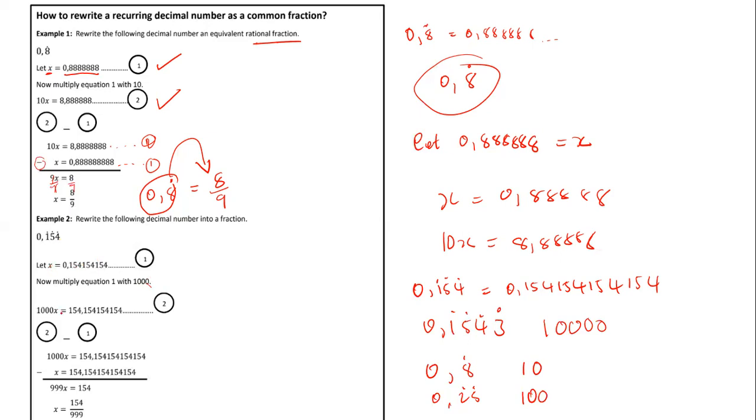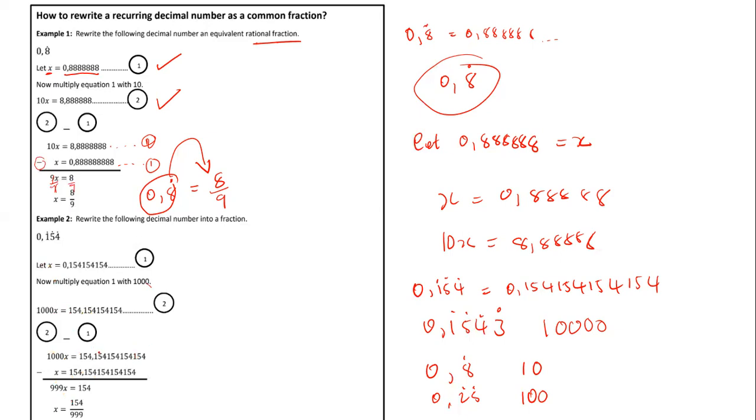So x multiplied by 1,000 is going to be 1,000x, and 0,154, 154, 154 multiplied by 1,000, we're going to get 154,154, 154, 154. You can prove that with your calculator as well. Therefore, you're going to take this equation, which is equation number two, and subtract equation number one from it. So you're going to say 1,000x subtract x, and you're going to get 999x.